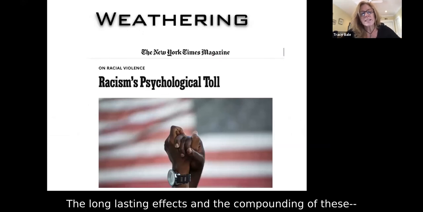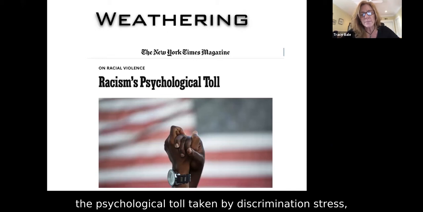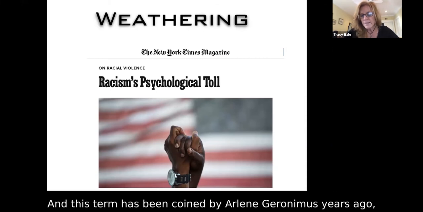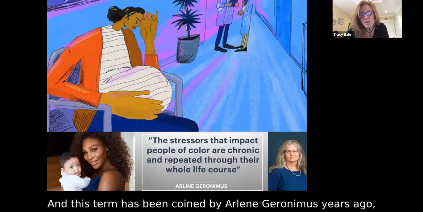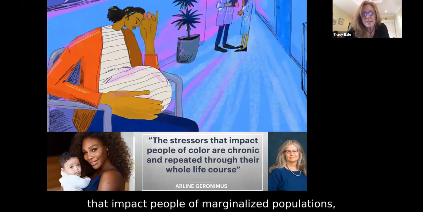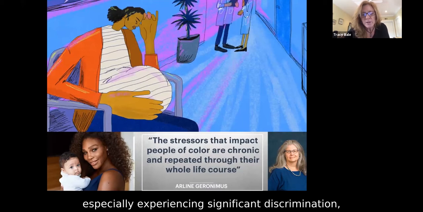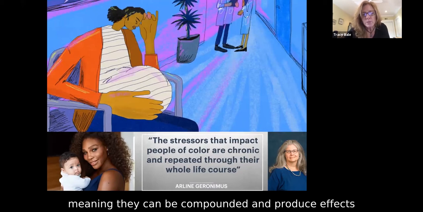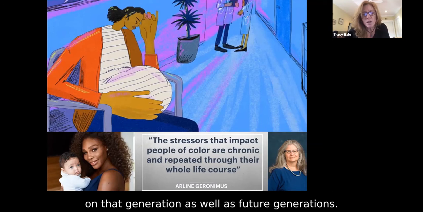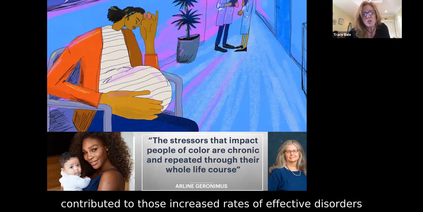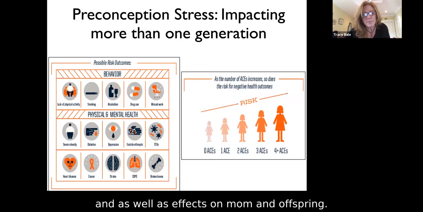The long-lasting effects and the compounding of these, the psychological toll taken by discrimination, stress, lack of resources, et cetera, in the environment is known as weathering. This term was coined by Arline Geronimus years ago, and she has done a tremendous amount of work in this area, trying to understand how the stresses that impact people of marginalized populations, especially those experiencing significant discrimination, are chronic and repeated through the whole life course, meaning they can be compounded and produce effects on that generation as well as future generations. My lab is particularly interested in trying to define the biological mechanisms that contribute to those increased rates of affective disorders as well as effects on mom and offspring.